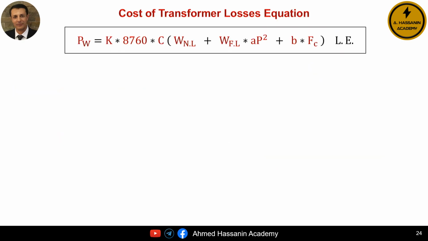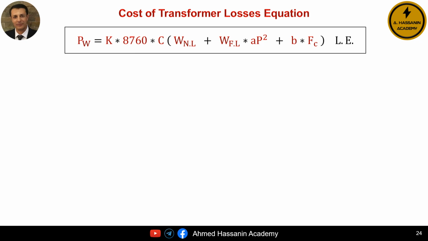As for how to calculate the cost of losses inside the transformer, we use the following equation. PW equals K multiplied by 8,760 multiplied by C, then multiplied by the sum of Wn.L plus Wf.L multiplied by AP squared plus B multiplied by FC. The result is in Egyptian pounds. Let me explain the terms.